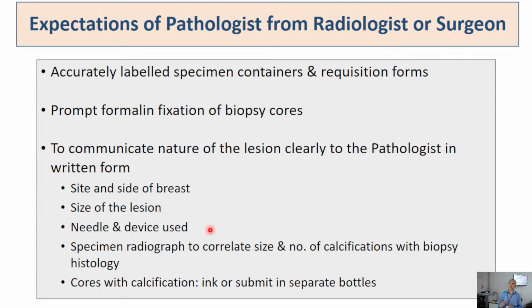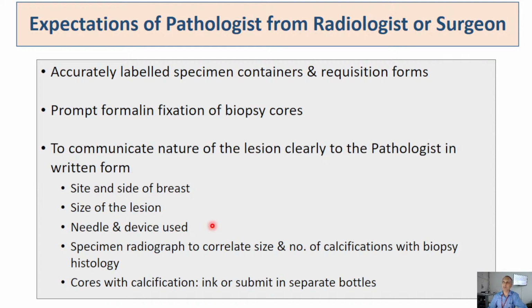This is a very important slide, although it states quite obvious things. But remember, whatever advancements you have, whatever new technology you use, unless you have these basic things correct, it sometimes becomes a very fruitless procedure. So accurately labeled specimen containers, requisition forms, prompt formalin fixation, and cold ischemia time are very important for biomarker evaluation. It is also important to communicate the nature of the lesion clearly to the pathologist in written form: the site, size, and the device or needle used.